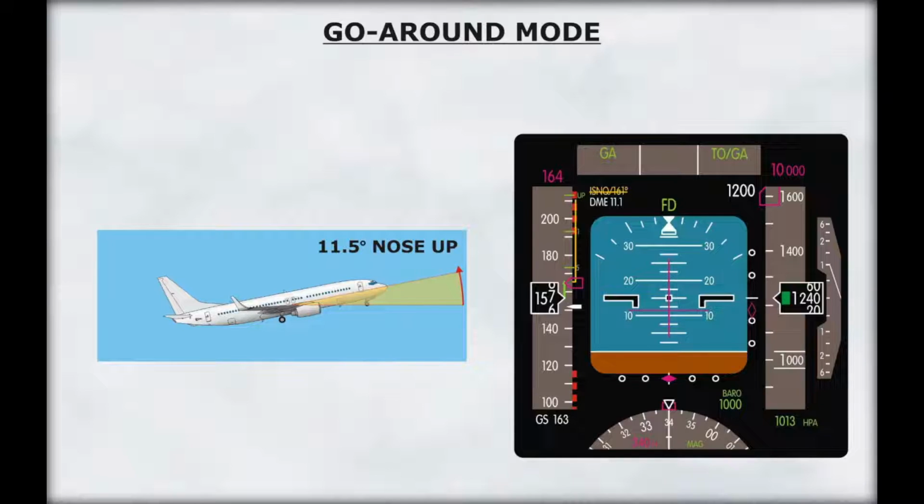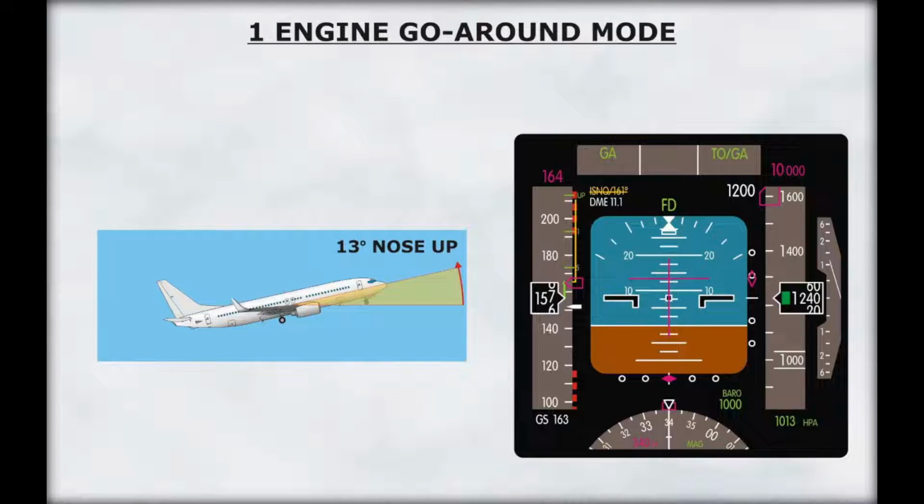After reaching a certain rate of climb, the flight directors will command pitch to maintain the maneuvering airspeed for the existing flap setting. During a single-engine go-around, the flight director pitch commands 13 degrees nose up. As the climb rate increases, the flight director commands a pitch to maintain a certain target airspeed.